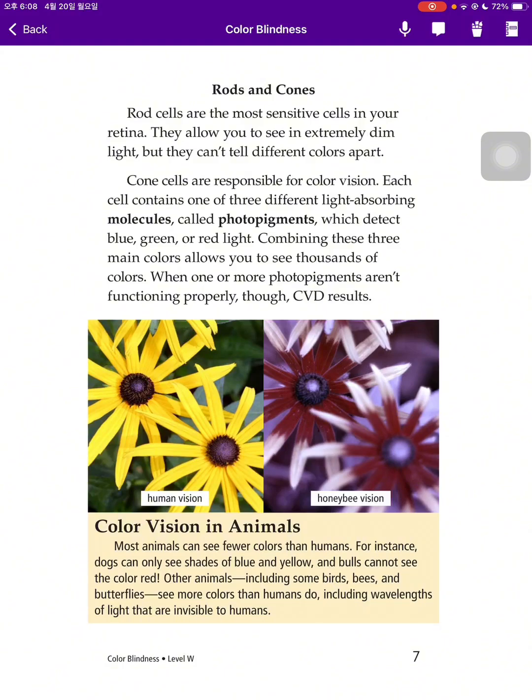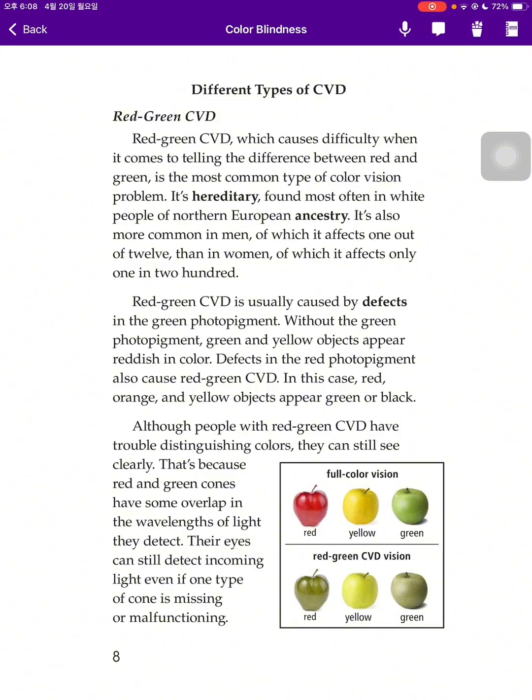Color vision in animals. Most animals can see fewer colors than humans. For instance, dogs can only see shades of blue and yellow, and bulls cannot see the color red. Other animals, including some birds, bees, and butterflies, see more colors than humans do, including wavelengths of light that are invisible to humans.